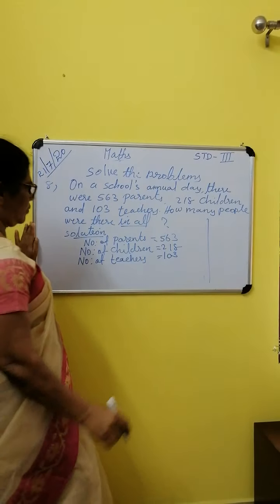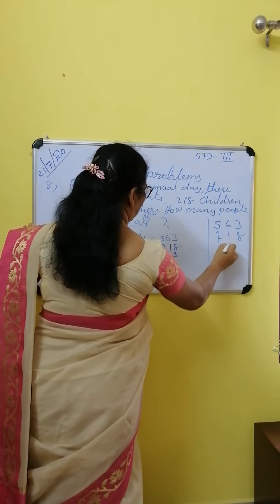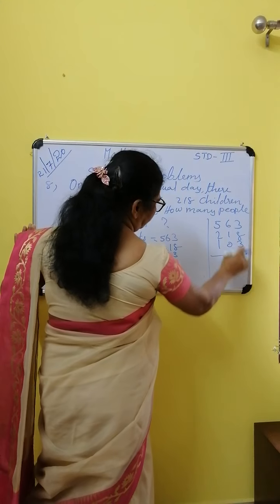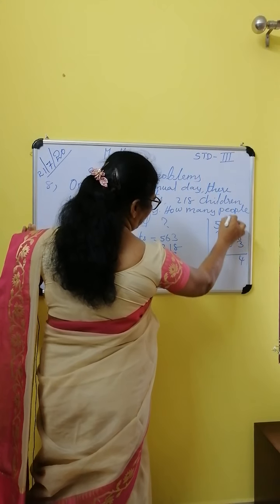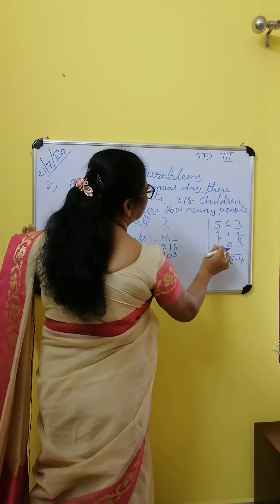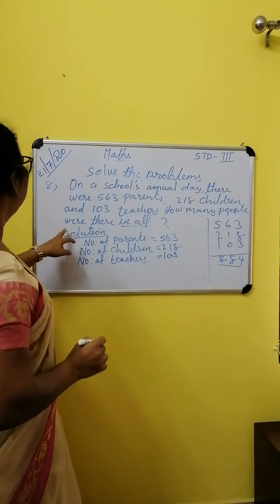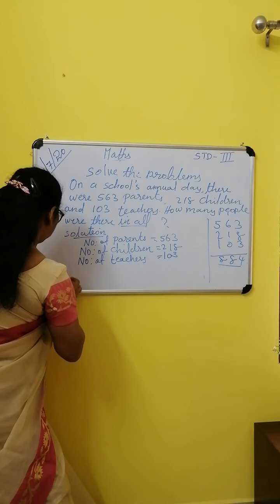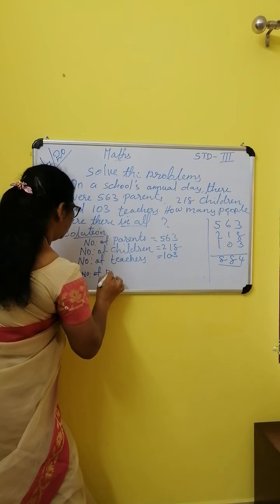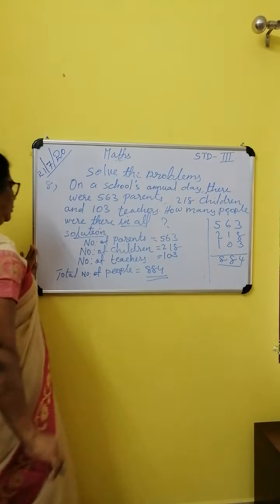Add together 563, 218, 103. 8 plus 3, 11 plus 3, 14, 1 remainder, 6 plus 1, 7 plus 1, 8, 5 plus 2, 7, 7 plus 1, 8. Total number of people equal 884. Okay.